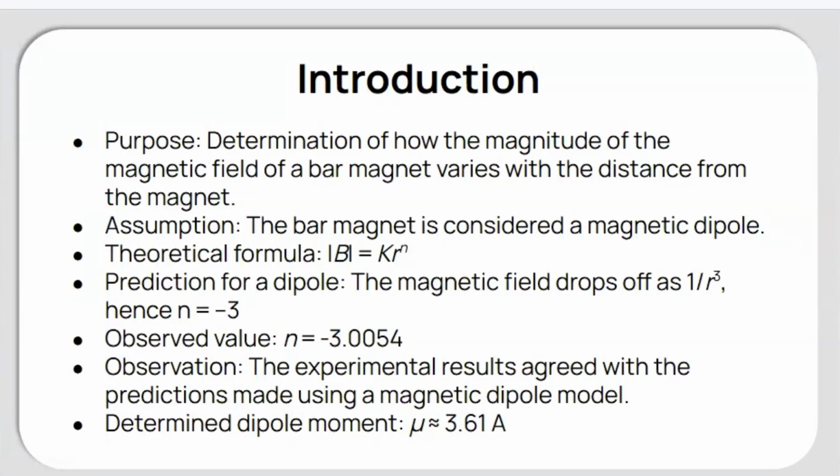The experimental value we reached was N is approximately -3.0054, and this closely matches the theoretical prediction of N equals -3, showing strong agreement with our model. Using the same data, we also calculated the magnetic dipole moment to be approximately 3.61 A times m squared.